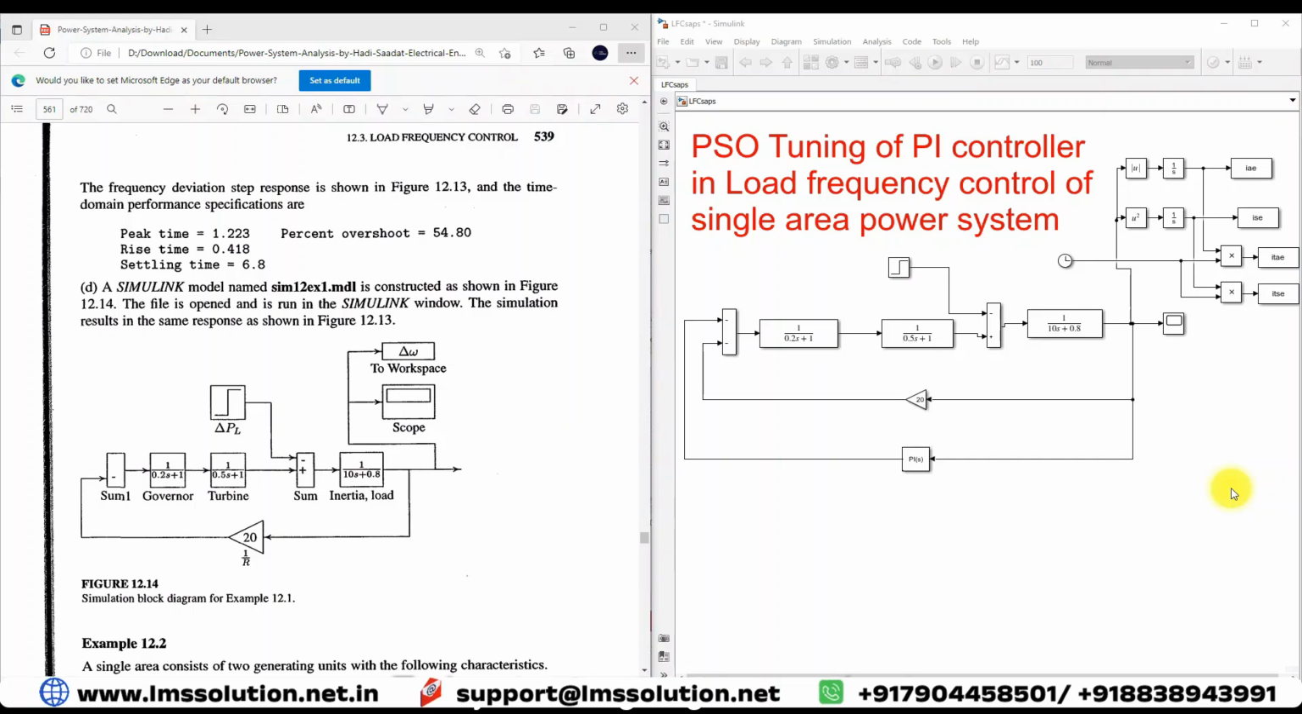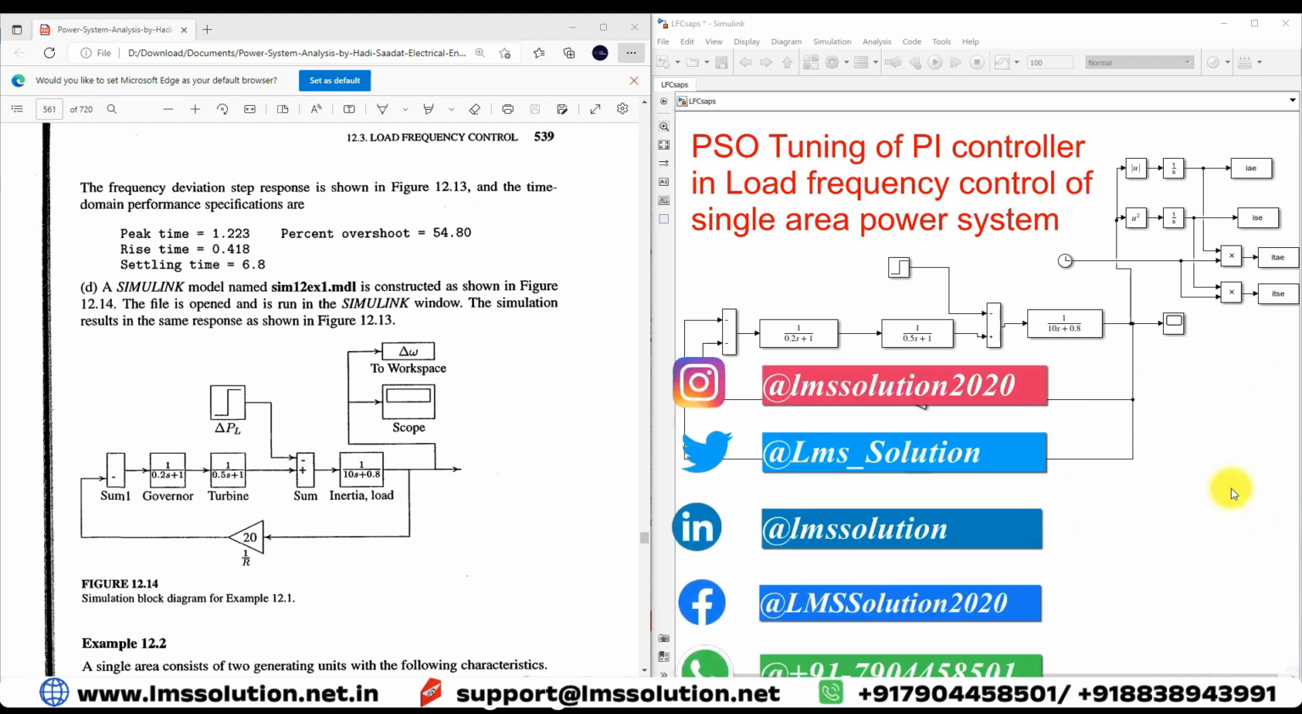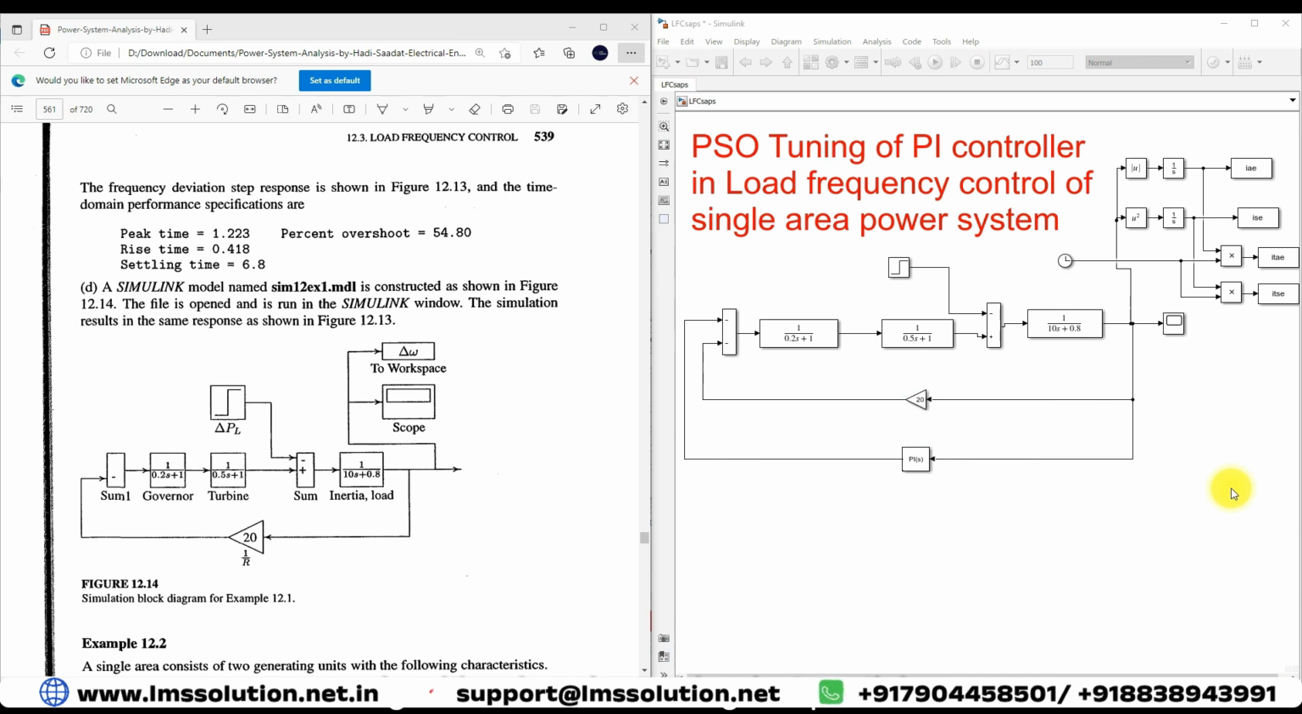Today we are going to see about load frequency control of a single area power system. In load frequency control, we are going to tune the PI controller, proportional integral controller, by using the PSO algorithm. PSO is nothing but particle swarm optimization. By using particle swarm optimization, we are going to tune the parameters KP and KI of the PI controller.